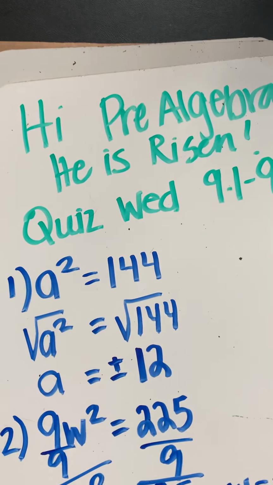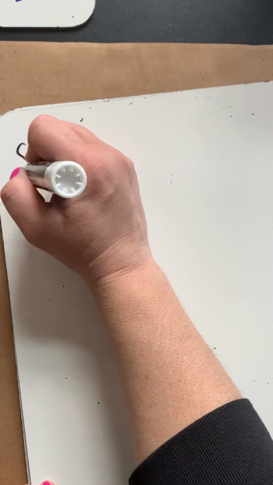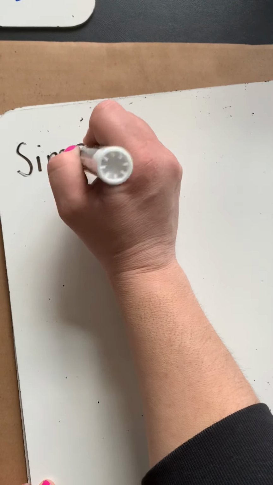All right, so that's solving when you have a variable that's squared. Let's look at some other square root type problems. The other thing that we learned about square roots was simplifying them.